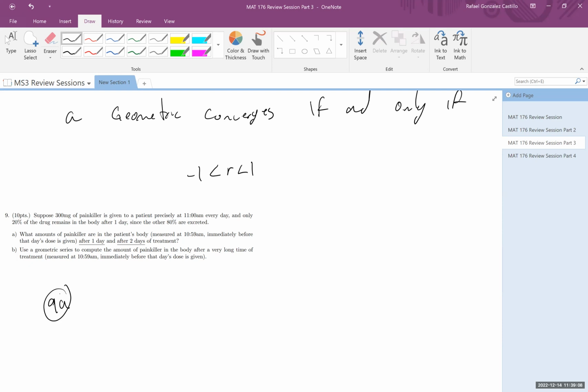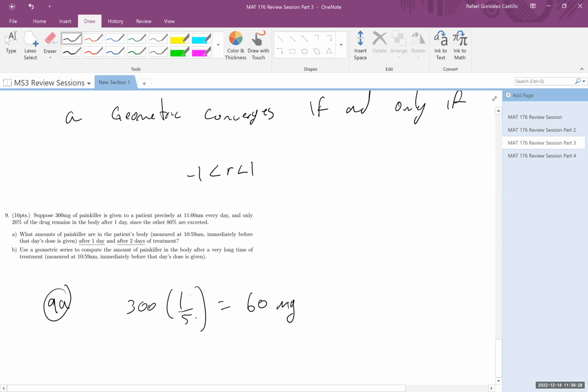That's right. Do 300 times 1 over 5. 1 over 5 is the same thing as 20%. This is going to give you what? I believe it gives you 60, because 300 divided by 5 is 60. So we get 60 milligrams remaining after 1 day.